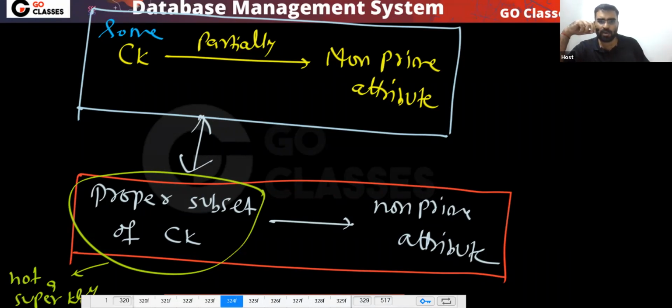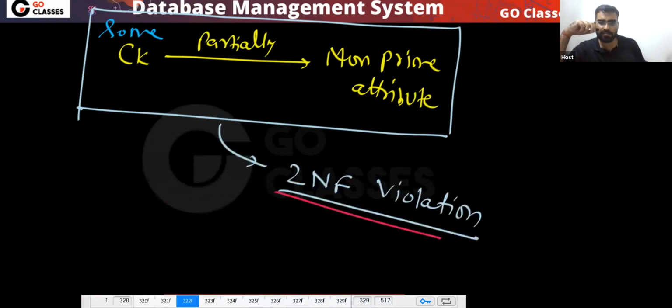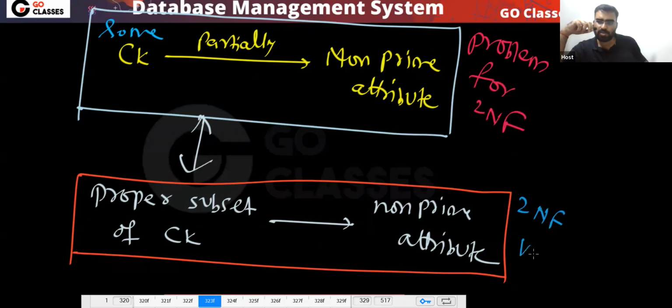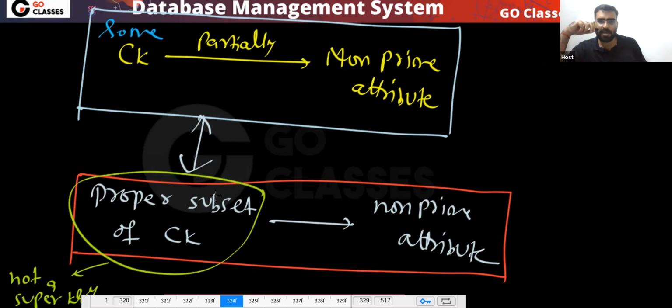So this is a problem for what? You can notice this is a 2NF violation. So this is a problem for 2NF. This is equivalent to this, so this is also a 2NF violation.